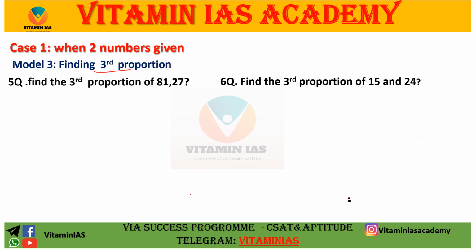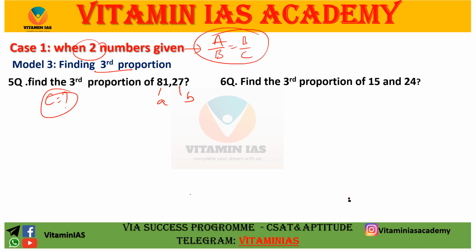Third proportion. Here the third proportion means C you have to find. So if you want to find C, then make those numbers A and B. What is the formula for C? When two numbers are given, you have to use the mean equation, A by B is equal to B by C. From the mean equation, the value of C is equal to B square by A. B square by A. Here B is how much?